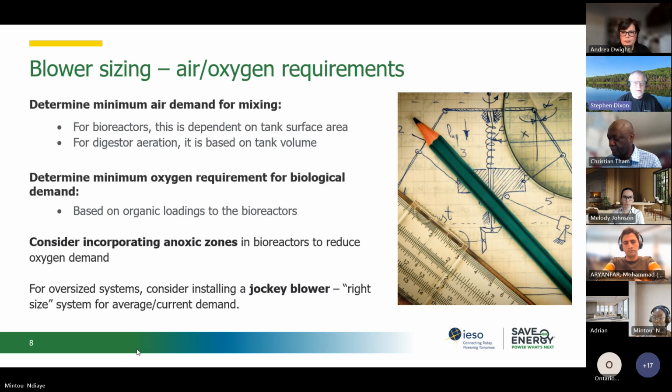Andrea, on that slide, I just want to reinforce what you just said about the jockey blower. A lot of times people consider looking at new blowers or new devices and then putting speed control on those things, which can be quite expensive, whereas that jockey blower can be a very cost-effective solution and actually a fairly reliable one too from that point of view.